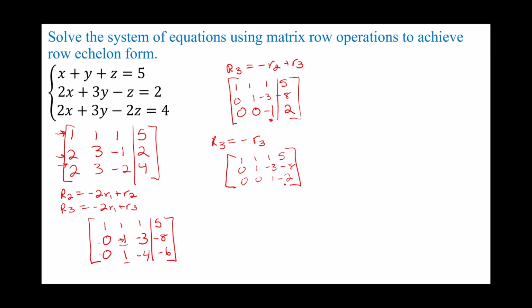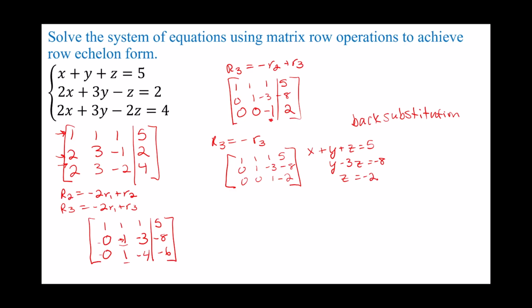Now I could continue and put this in reduced row echelon form, but I'm not going to right now. I'm going to do something that we call back substitution. So back substitution, and here's what I mean by that. I'm going to write this as a system of equations. So I have x plus y plus z equals 5. The middle row has 0x, 1y minus 3z equals negative 8. And the last row, 0x, 0y, and z equals negative 2.